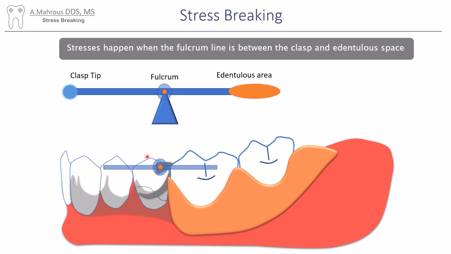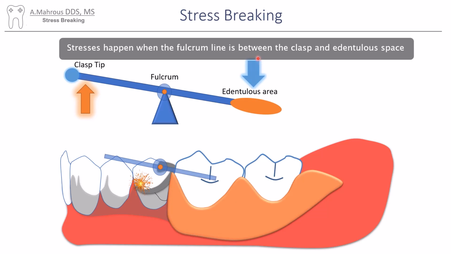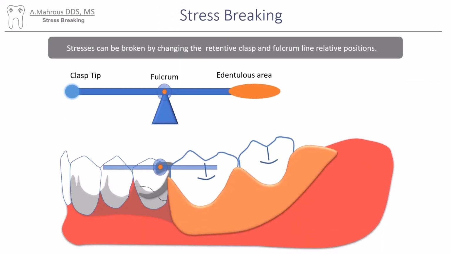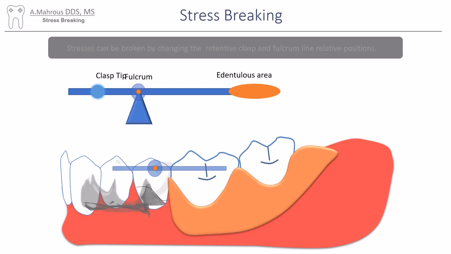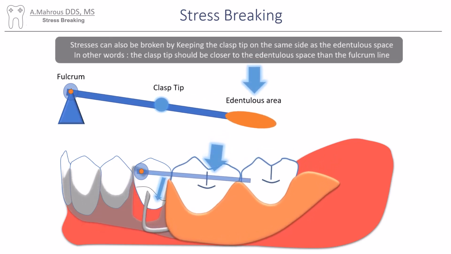So let's summarize. The problem happens because the fulcrum line exists between the clasp tip and the edentulous area. So when the denture base moves down, the clasp tip moves upwards, exerting forces onto the abutment tooth. To solve this, we could shift the relationship between the clasp and the fulcrum, like this. In this case, the clasp tip is on the same side as the edentulous segment. So when the denture base moves down, the clasp tip also moves down.